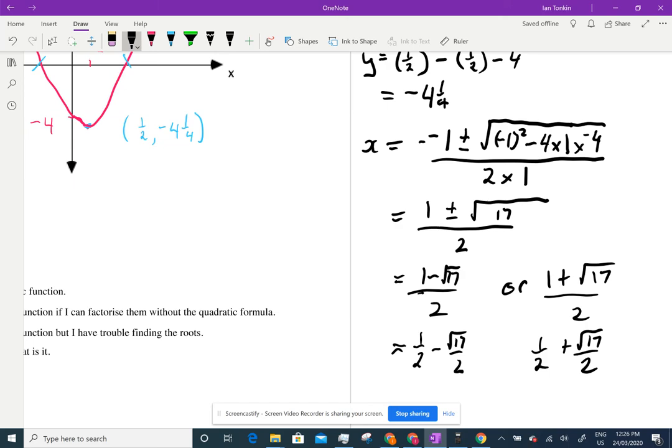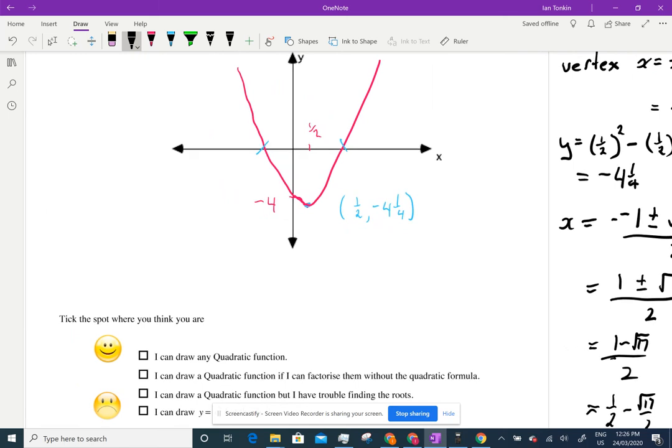Now you can get that as a decimal. So when I go back here, I've got 1 plus root 17 on 2, that's a positive 1. Now I get 1 minus root 17 on 2. And if you did those as a decimal, you get 2.56 and negative 1.56. And you put arrows on it, and there you go.